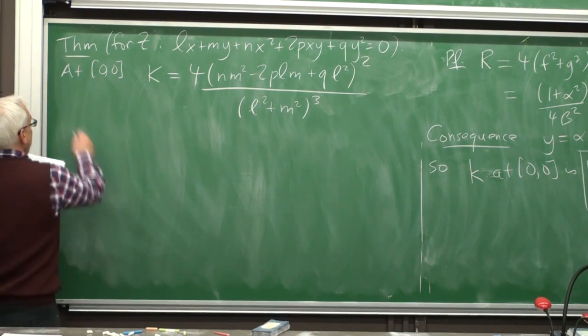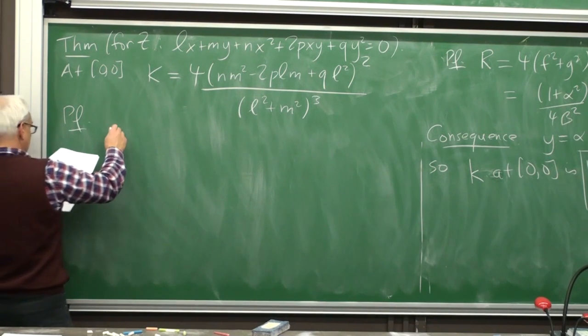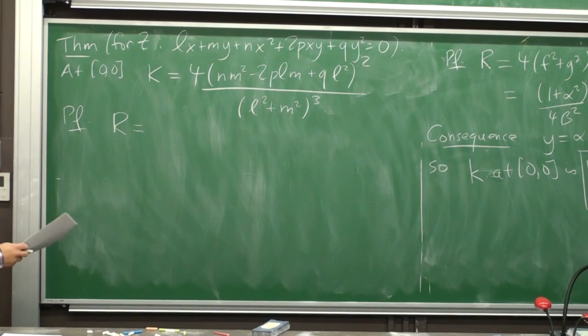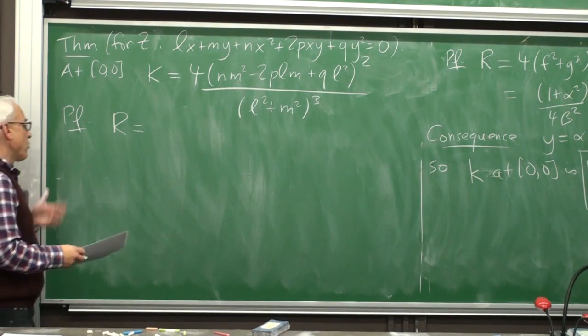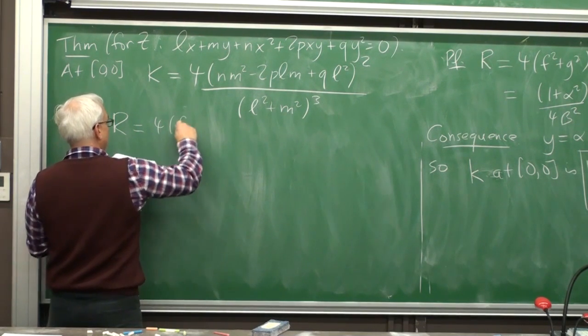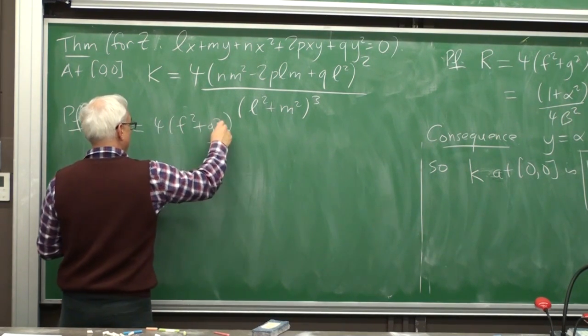All right, so proof of that. Well, our formula for, let's say, the quadrance of curvature is 4f squared plus g squared. That was our defining formula.